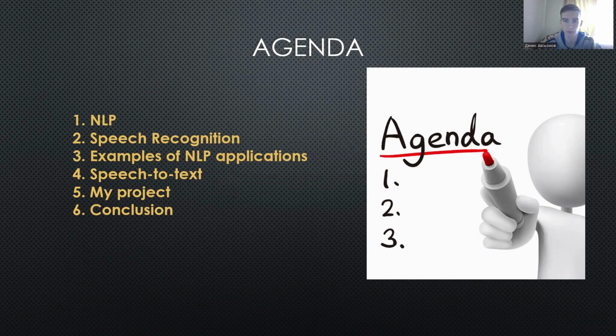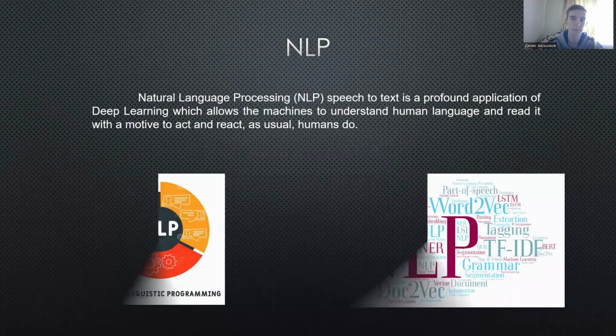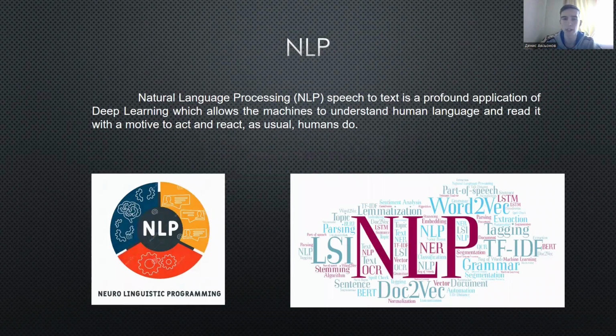project, and conclusion. Natural language processing, speech-to-text is a profound application of deep learning which allows the machines to understand human language and read it with a motive to act and react, as usual humans do. The basic idea behind NLP is to feed the human language in the form of data for an intelligent text-to-speech system to consider and then utilize in various domains.